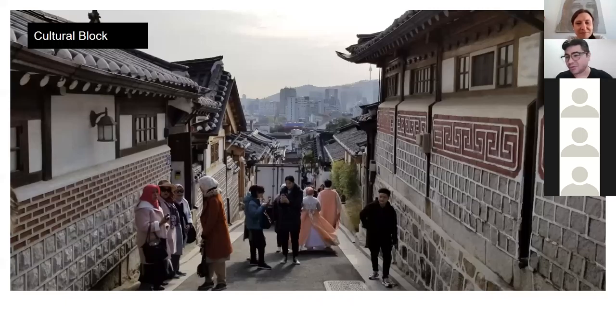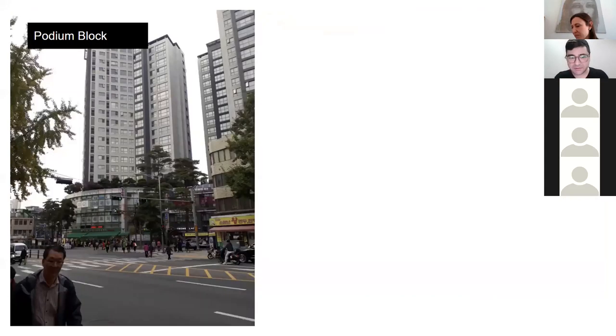These are the cultural blocks. So for example, this is the Bukchon Hanok village. And you can see in the back, the modern city, but inside of the block is just Hanoks, right? So again, each of these has a specific quality of space.